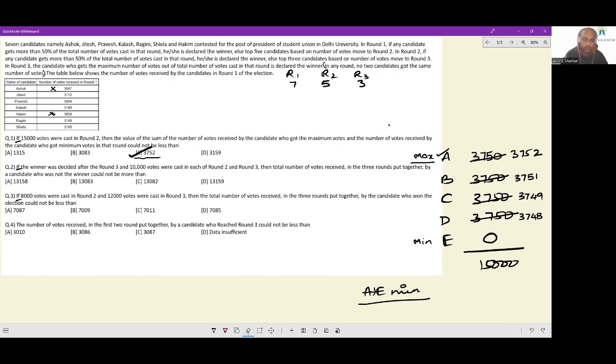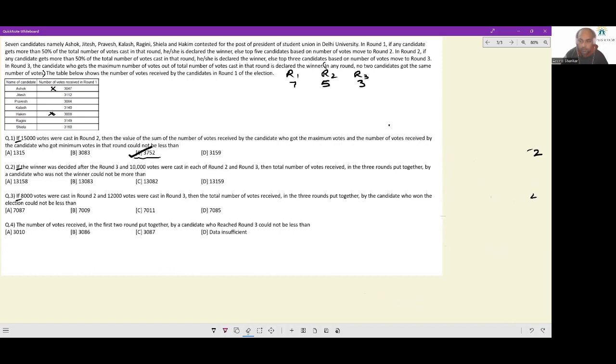Okay. Let us now do the next question. It starts off with, if the winner was decided after round 3 and 10,000 votes were cast in each of round 2 and round 3, then the total number of votes received in the 3 rounds together by the candidate who was not the winner could not be more than. Okay. So we are looking for a person to gather as many votes as he possibly can, without winning the election.